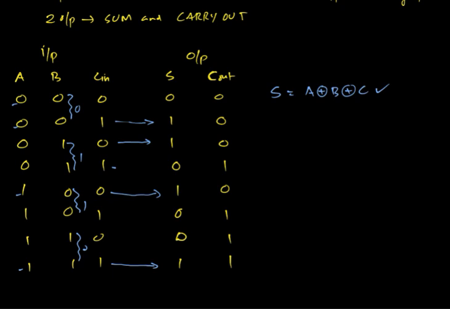Now if you consider the carry output, or the carry out, let's consider the logical combinations for which the carry output is 1. Start from here, these two are actually for when A and B are high.